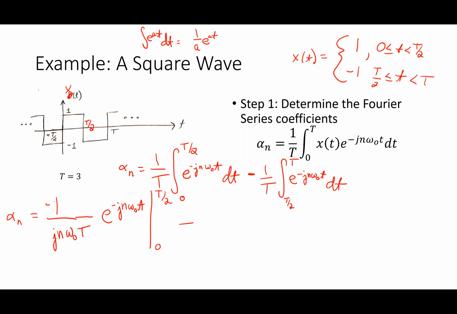Just the sign, right? So this minus sign in front is going to become a plus sign. So I'm going to say this is 1 over j n omega naught capital T, e to the negative j n omega naught t, from negative T over 2 to 0, like that. Okay. This is a definite integral. I got limits and all that kind of stuff. Not the most exciting thing in the world. What's this guy going to evaluate to?